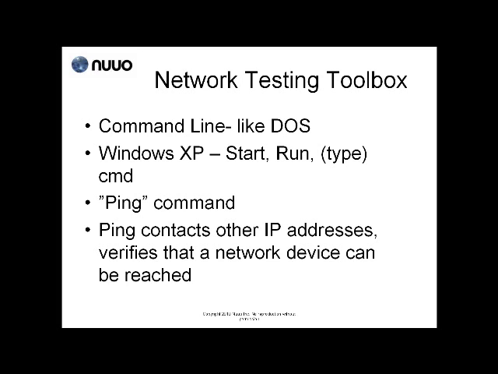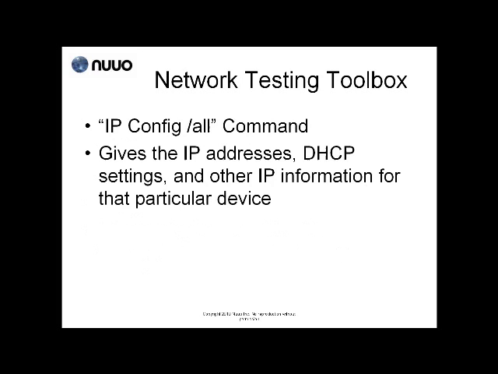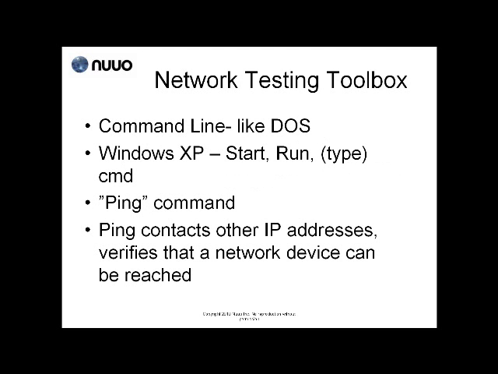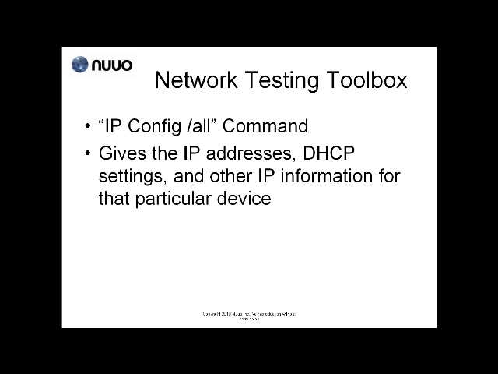The command line is accessible in Windows XP by going to Start, clicking Run, and then typing in CMD, Charlie Mary David. And that's going to bring you to the command line. We're going to use three commands today. One is the ping command. The other one is the ipconfig /all command, and that gives us IP information. And we're also going to use traceroute. I'm going to show you how to use that just a little bit later.